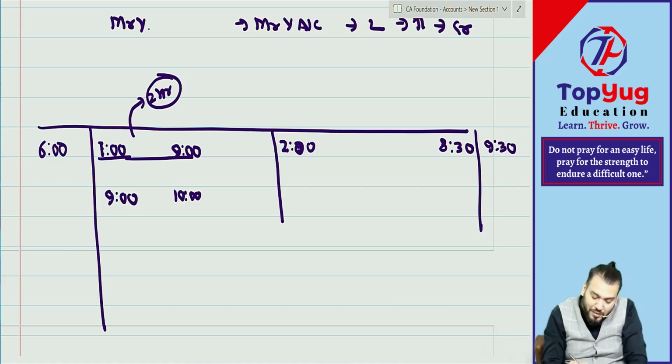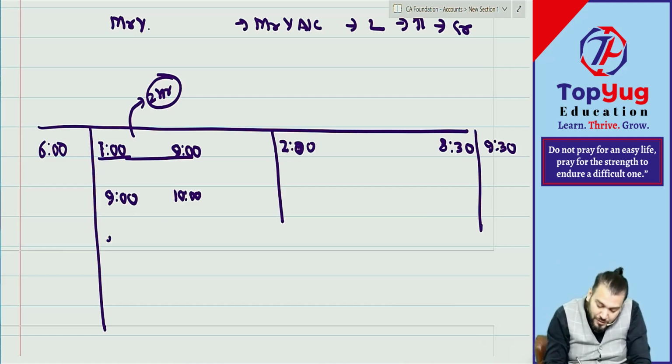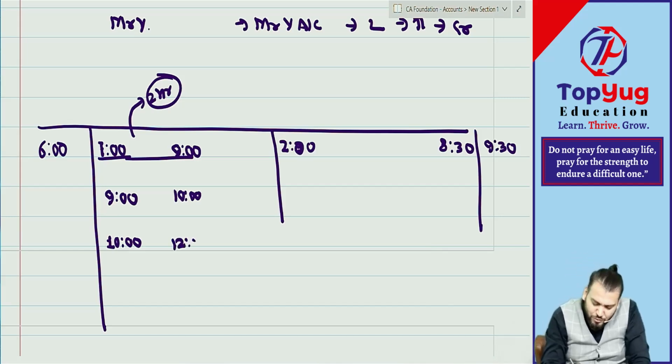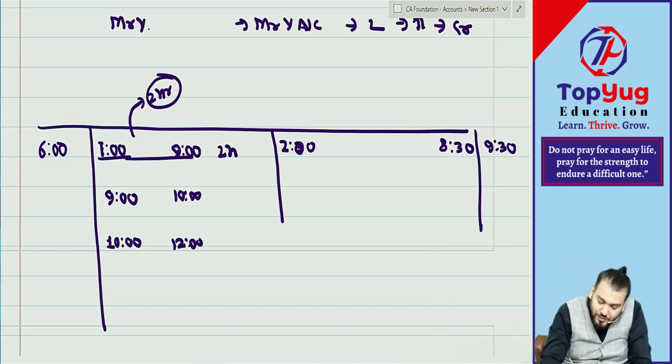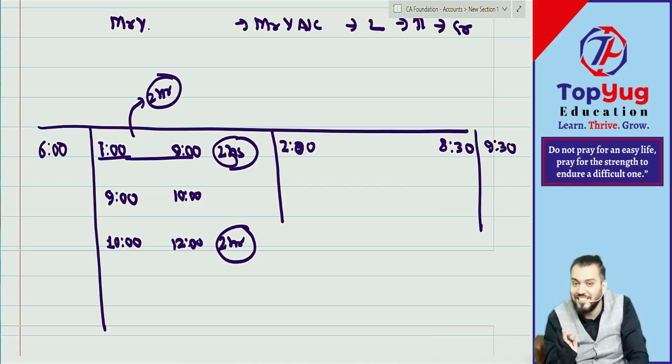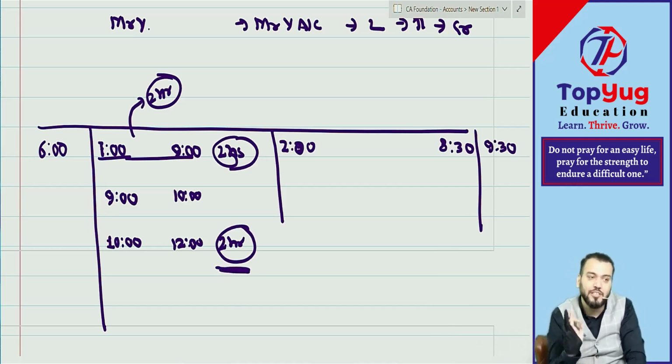Then once again from 10 to 12, not more than that, means 2 hours. So in these 2 hours and those 2 hours make sure you are doing study. If you are studying more than this, very good, but not less than this. This is the minimum number of hours you need to study during this time. 4 hours you need to study.